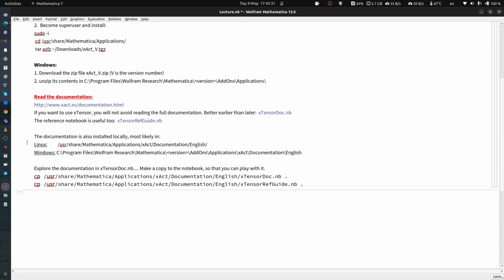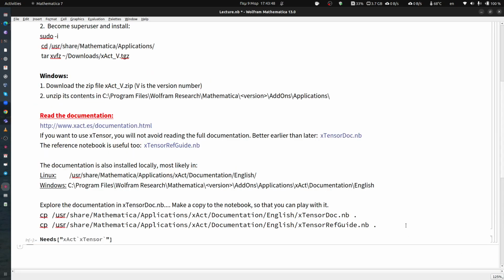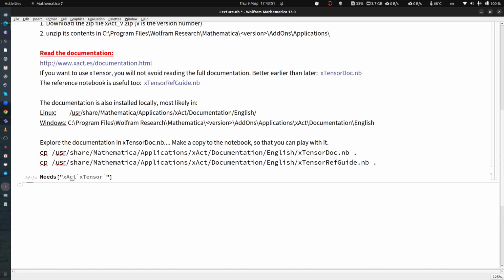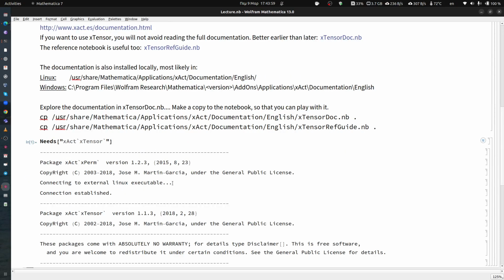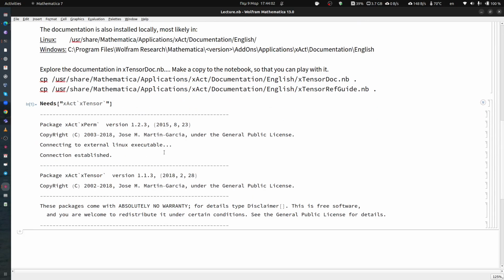So let's start doing some computations. The first thing that you have to do is to load the package. The package we're interested in is a sub-package of xAct, and it's called xTensor. This is how it starts. It prints some messages. It is an open source software under GPL.